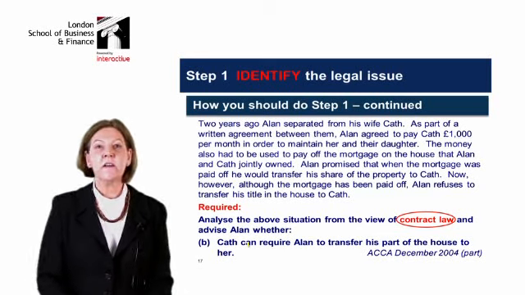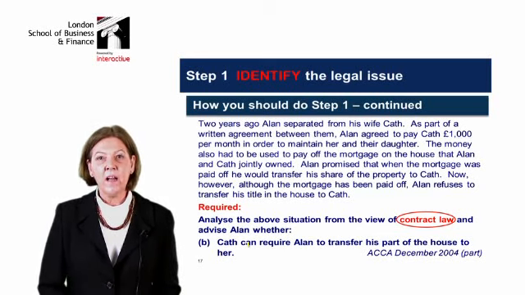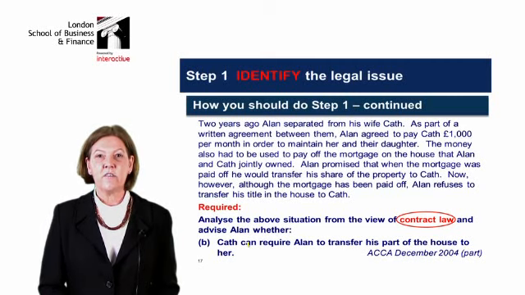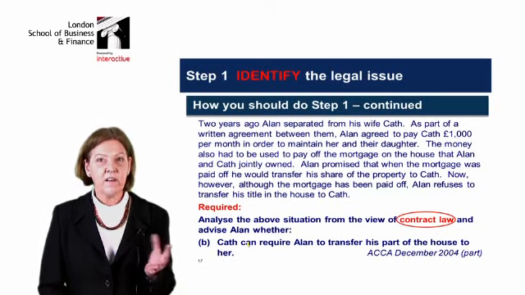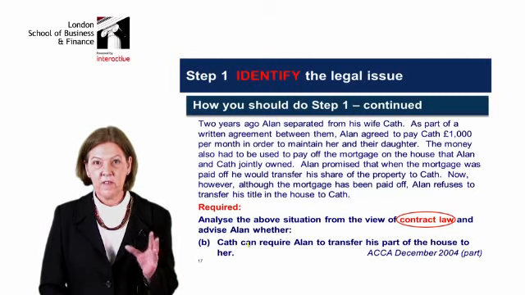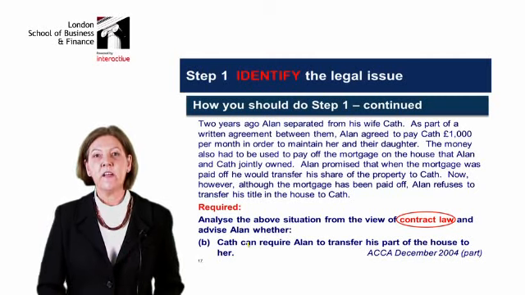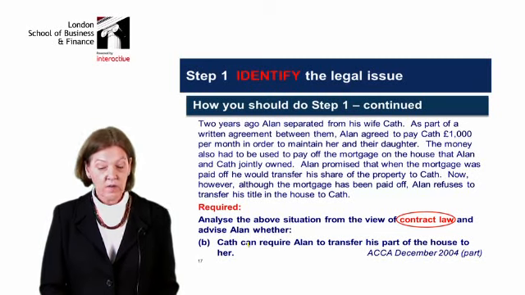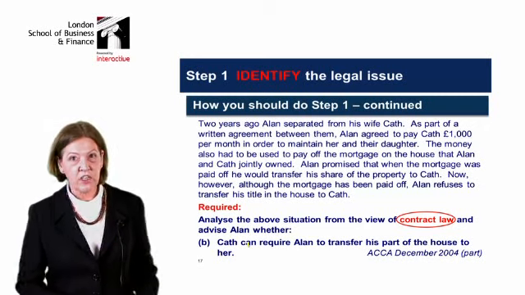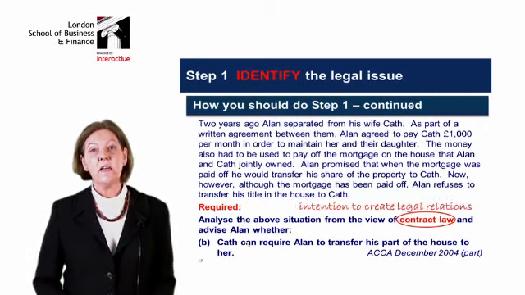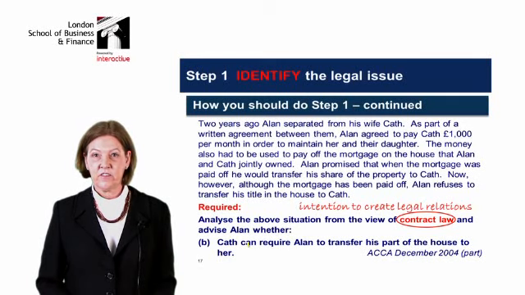Now, as you were reading the scenario, you should be thinking, well, is there any argument about whether there's agreement? And the answer is no. It says, as part of a written agreement between them, Alan agreed. So there's definitely no issues about offer and acceptance, in other words, agreement. What about consideration? Has Kath given consideration? Well, clearly she has. She did what was required, and that was to pay off the mortgage. So there's no issues about consideration. So if nothing else, by a process of elimination, the law in issue here is intention to create legal relations.